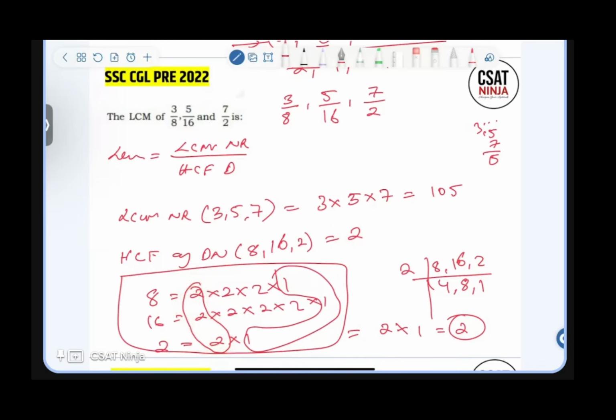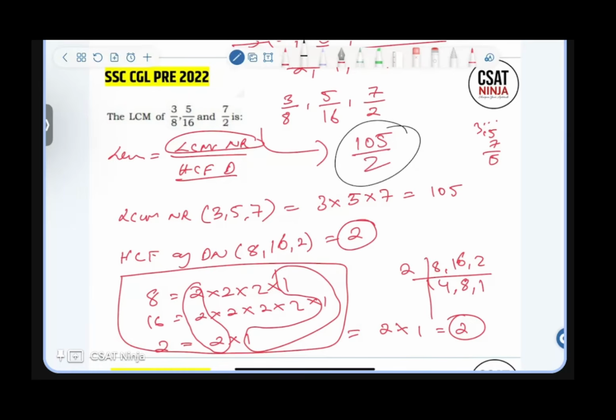So what is the LCM of this one? LCM of the numerator here is 105, divided by HCF of the denominator here, which is 2. So the answer here is 105 divided by 2. Are we clear with this?